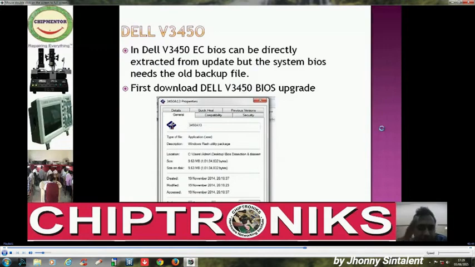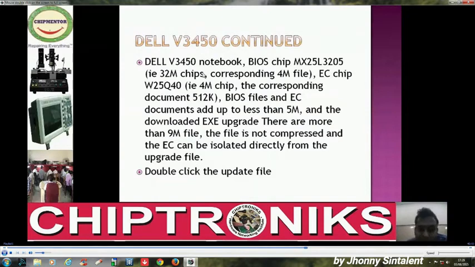So what we'll do is, let us consider this Dell Vostro 3450. In Dell Vostro 3450, you have two kinds of chip. One is the system BIOS, that is MX25L3205. This is the system BIOS. 32 means a 4 MB file. The EC chip is W25Q40, that is a 512 KB EC BIOS.